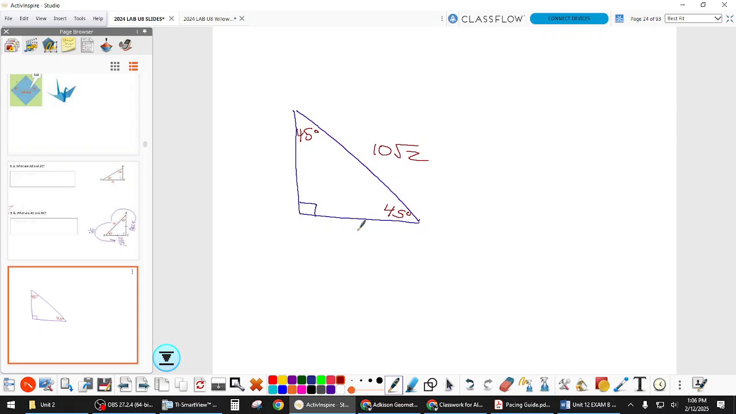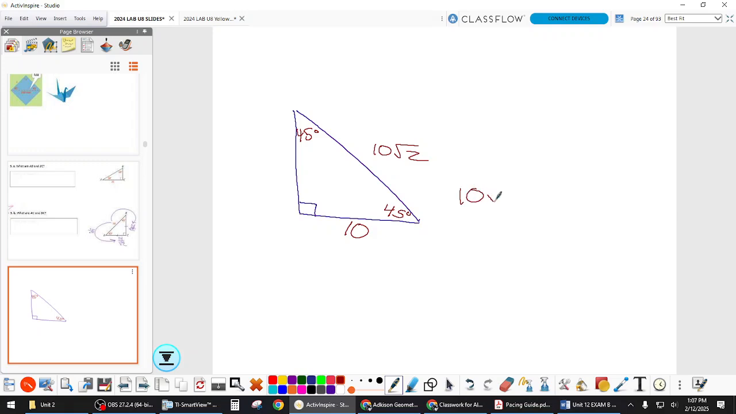What are we given? Like the name of the length? Which one is that? That's the hypotenuse, and I'm asking for a leg. So what is this leg? Everybody? It's just 10. Why?